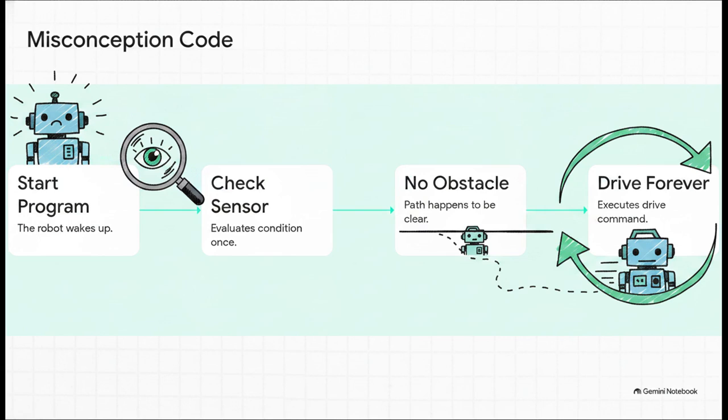Let's actually put ourselves in the computer's shoes for a second and walk through this flawed sequence step by step. Step 1, start program. The robot wakes up. Step 2, it hits your if statement and checks the sensor exactly once. Step 3, at that specific microsecond, the path just happens to be clear, so it sees no obstacle. Step 4, it follows the rule for a clear path and decides to drive forward. And because there are no more instructions after that, it's just going to keep driving forward forever. As far as the computer is concerned, it executed your conditional perfectly. It checked the coast was clear and it hit the gas.